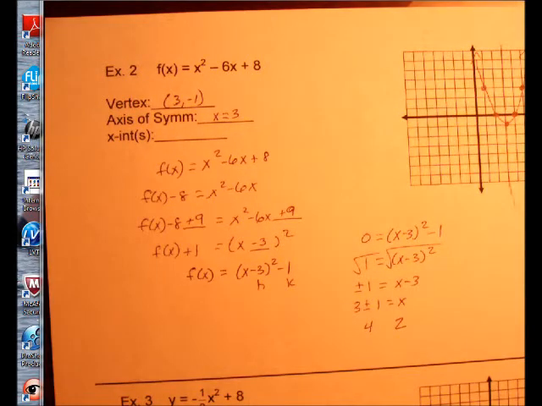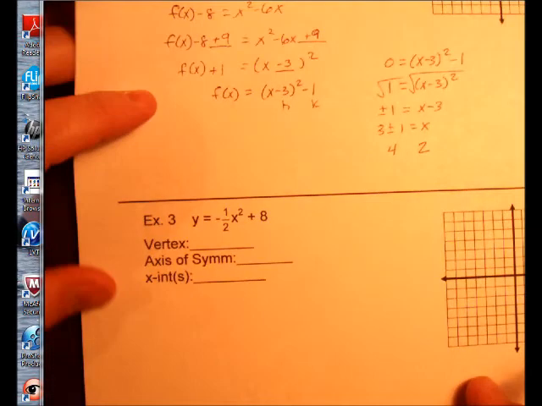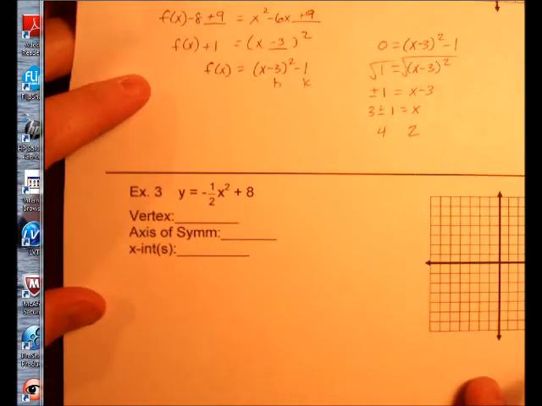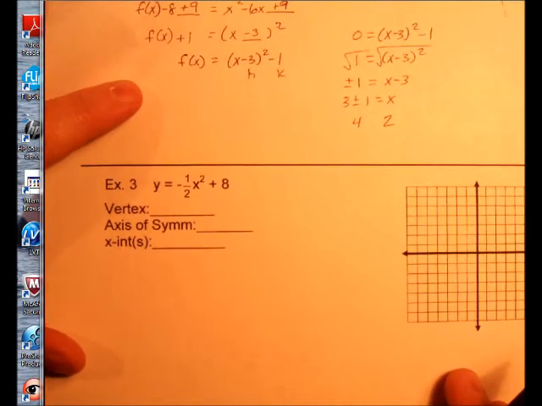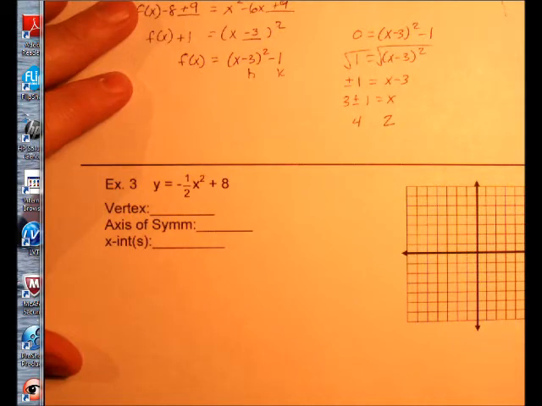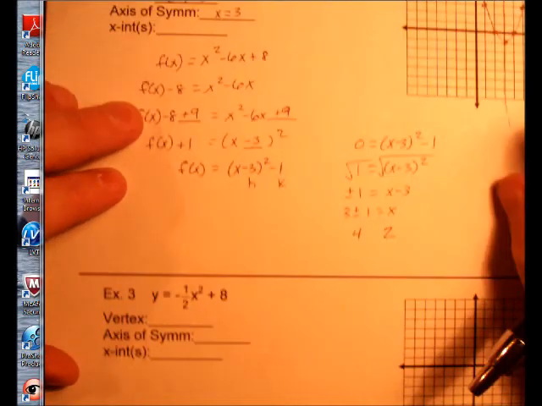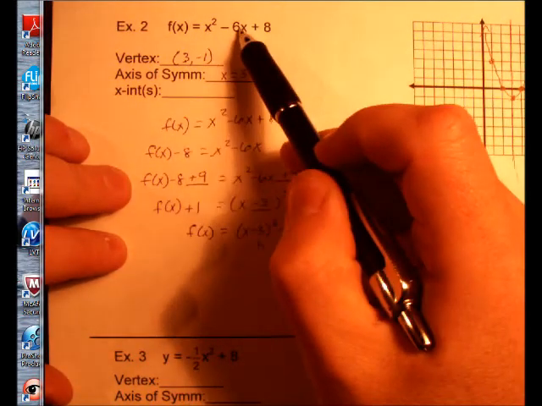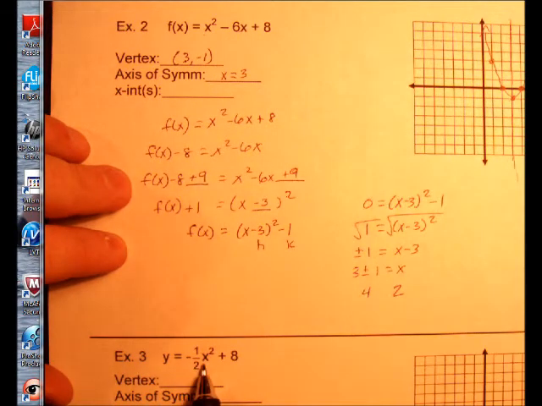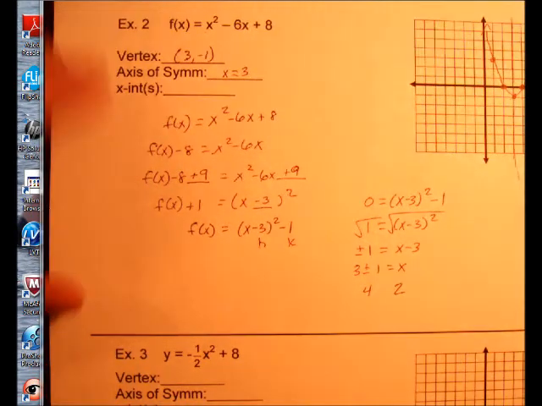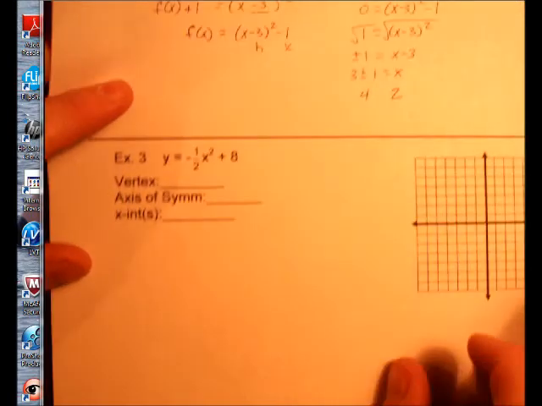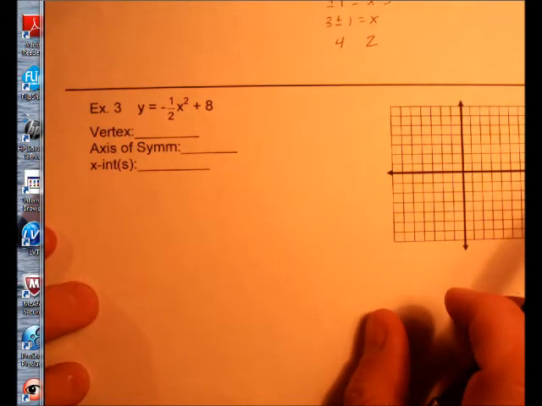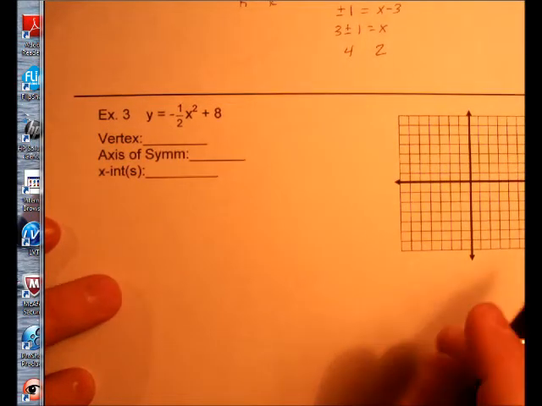Okay, now we're moving on to example number 3. Remember, at any point you can always pause the video and catch up if I'm going too fast, or rewind it so you can see something again. Now number 3 is a little bit different from the one we just did, because up here we had an x squared and an x. Now we just have an x squared. So there's no b value. So with those type of problems, it gets a lot easier because it's already in that vertex form.